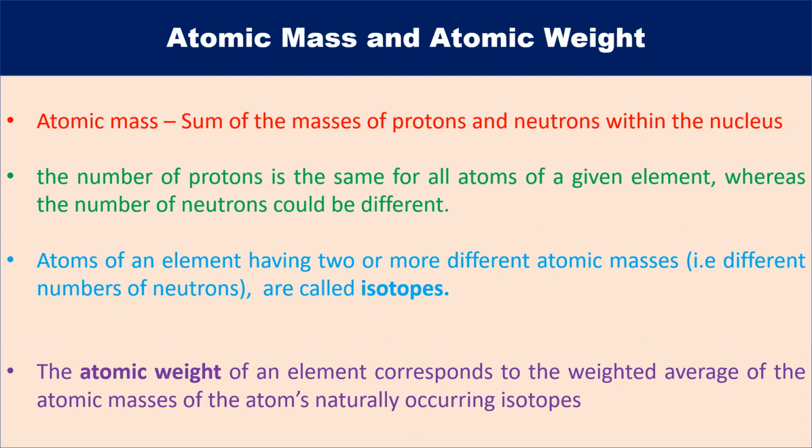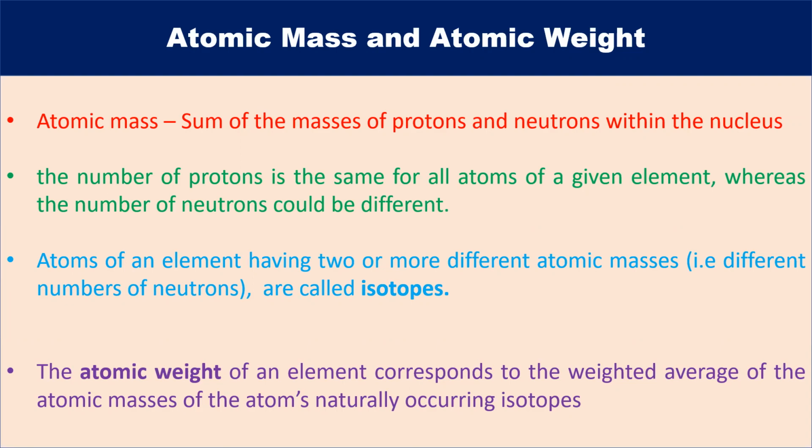So the atomic weight of an element corresponds to the weighted average of the atomic mass of naturally occurring isotopes. So here, atomic weight is calculated from the atomic mass of different isotopes.